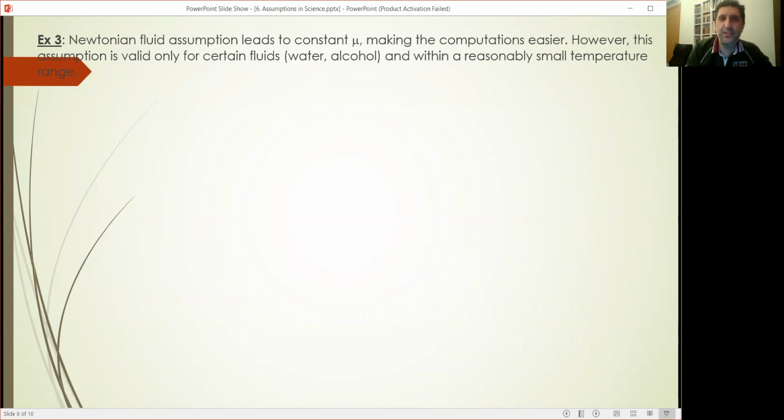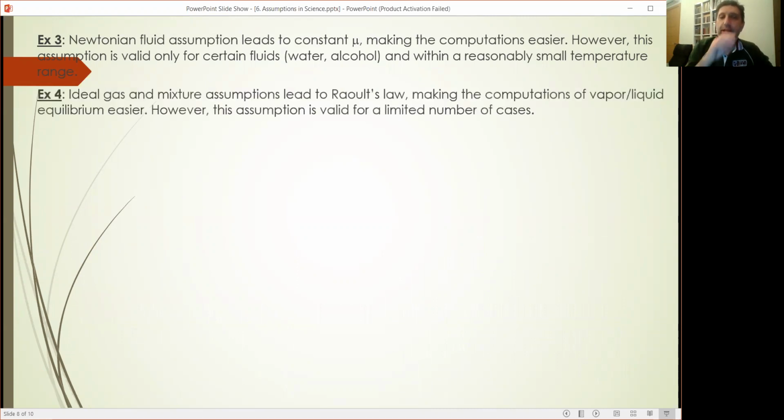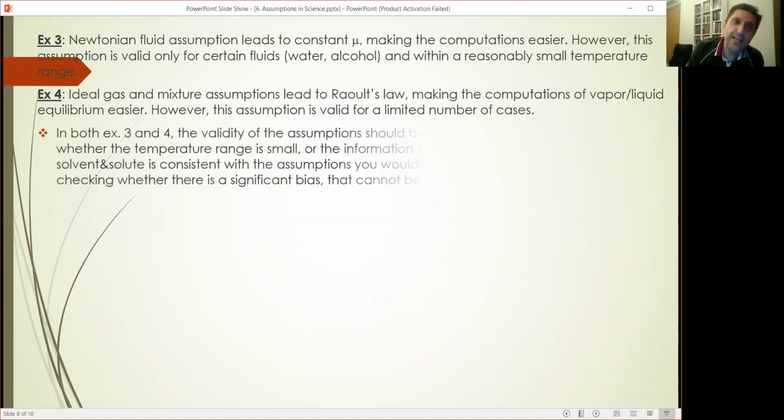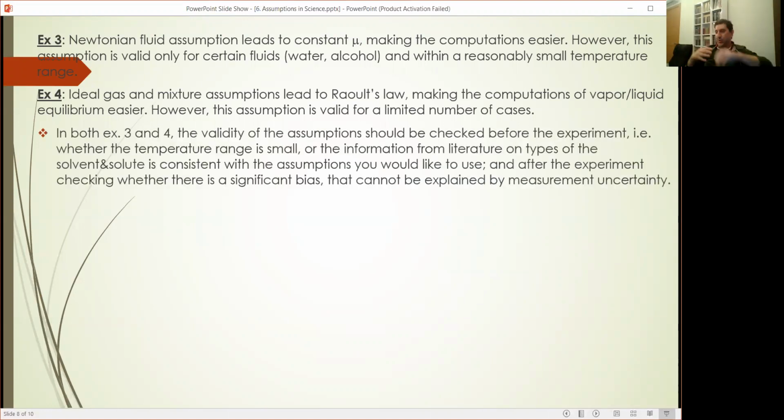We make the Newtonian fluid assumption, which makes mu constant, but make sure that this is only applicable for a couple of fluids that we usually use, and within a reasonably small temperature range. Ideal gas and ideal mixture assumptions are very nice, but in real life they work for a very limited number of cases, yet still they are useful. Whether they are going to be useful or valid for your purpose depends again on some experience, some knowledge.